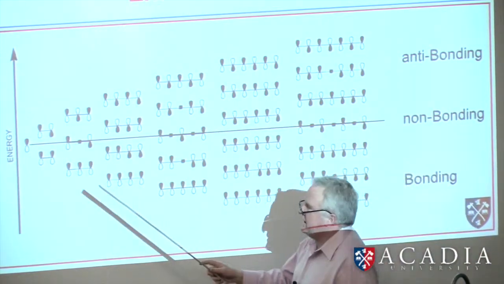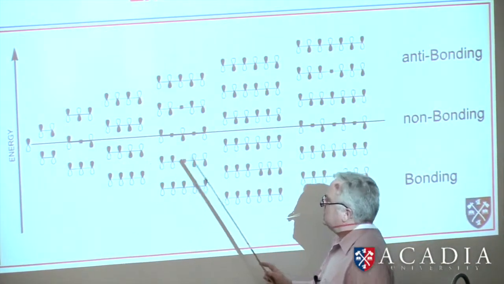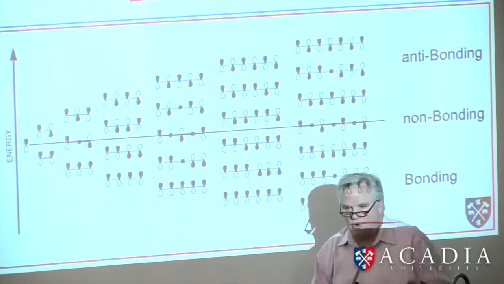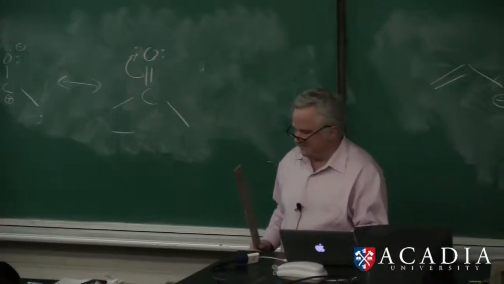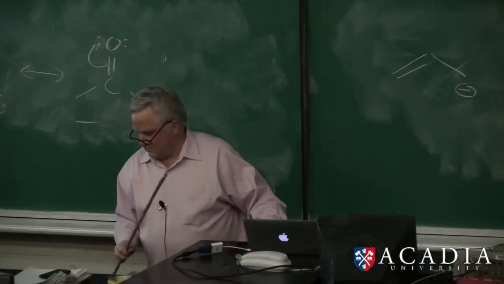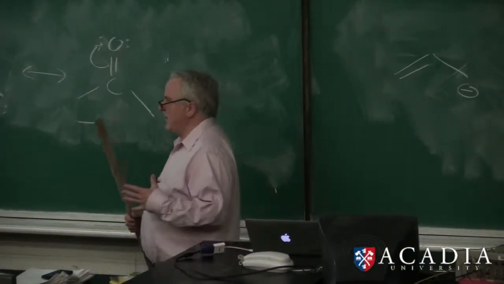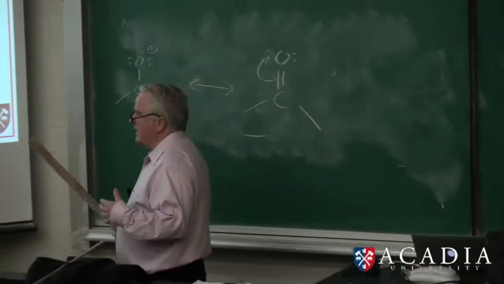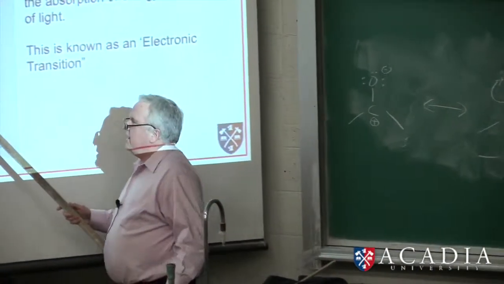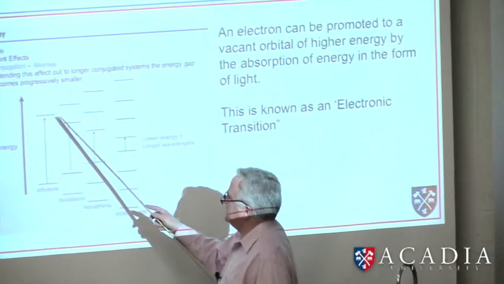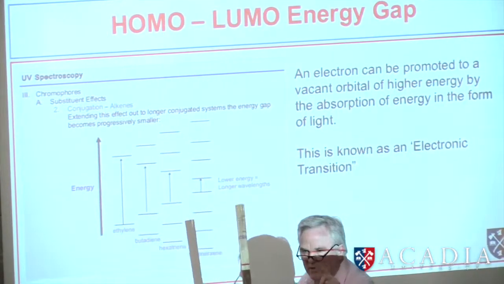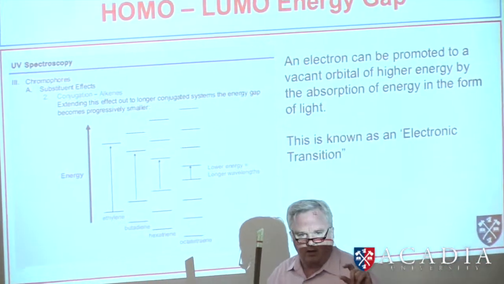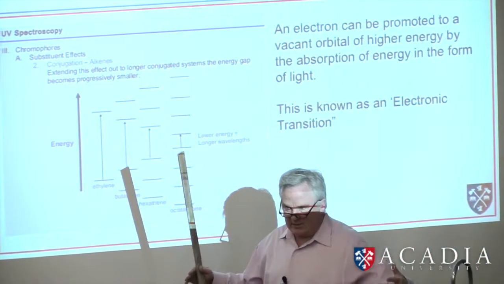So you'll notice in these even-numbered systems, we don't have a non-bonding orbital. Our orbitals are either bonding or anti-bonding. So once we have electrons in there, and we'll see that in just a second, what ends up happening is that the HOMO and the LUMO get closer and closer together. The energy gap gets smaller and smaller as we extend our pi system.